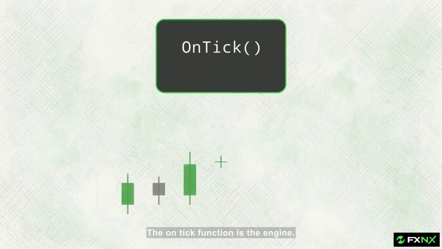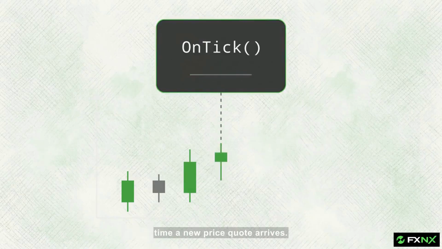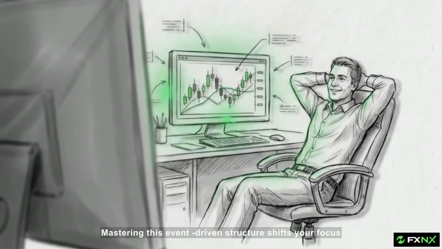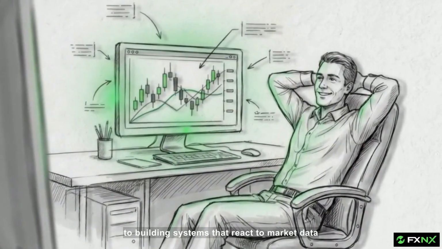The OnTick function is the engine. It triggers the bot's trading logic every single time a new price quote arrives. Mastering this event-driven structure shifts your focus from manual screen monitoring to building systems that react to market data the millisecond it is received.